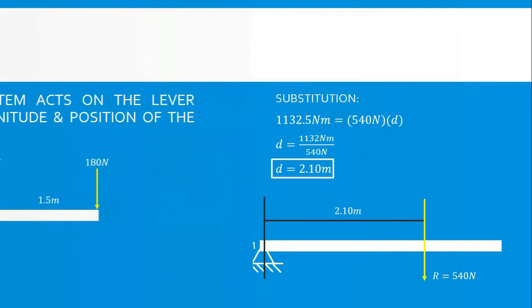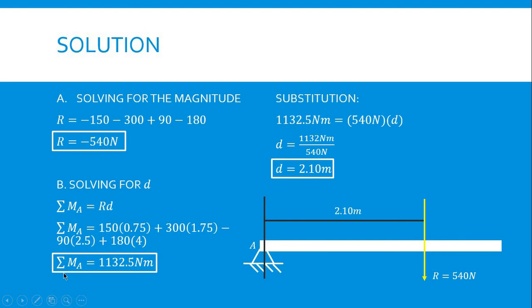and that will give us the summation of moments at A, which is equal to 1032.5 Newton meter. By substituting the R and the summation of moments at A to this equation, summation of moments at A is equal to R times D, we can get the distance. D is equal to the summation of moments at A all over the resultant force. That will give us 2.10 meter. And this is the total. So this is the illustration for the answers in this problem.